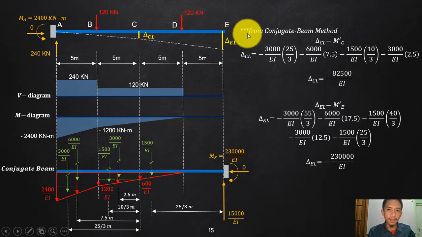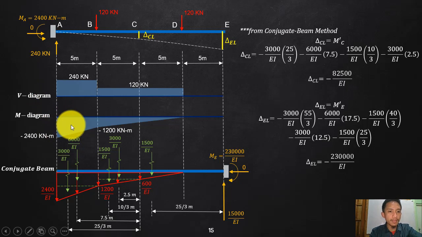So first again, solve the reactions. These are the only reactions here. So summation vertical, that is 240 going down. So you will have your reaction going up to be 240. Summation moment is 120 times 15, 120 times 5. You will end up here with 2400. This is clockwise, so that will be counterclockwise. And then summation horizontal, your horizontal reaction is 0.